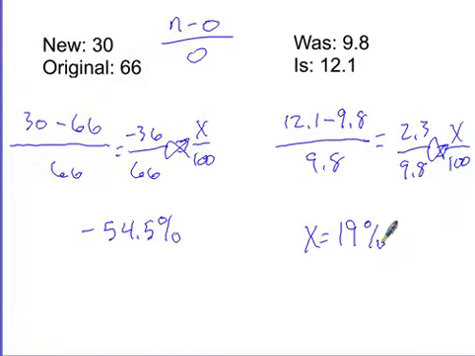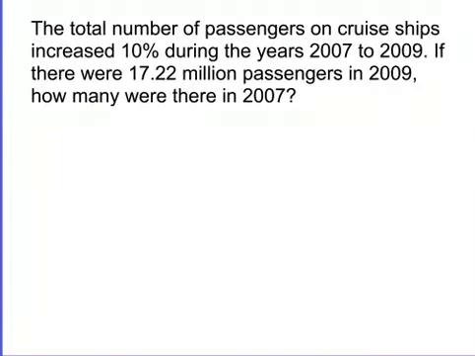19%. Okay. All right, that's not too bad, right? Pretty simple? Okay. Let's make application of this. The total number of passengers on cruise ships increased 10% during the years 2007 to 2009. If there were 17.22 million passengers in 2009, how many were there in 2007?